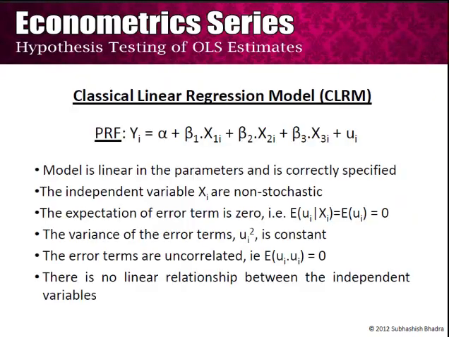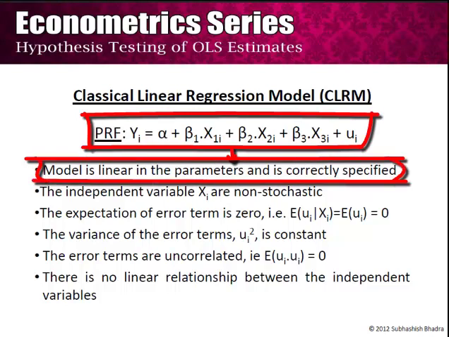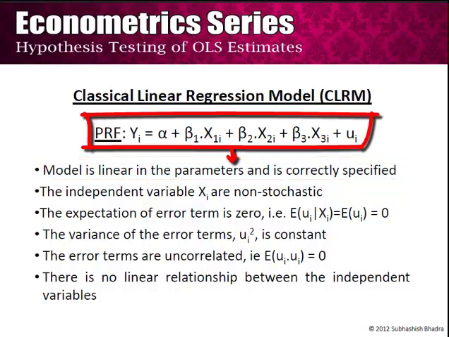Now let us talk about the classical linear regression model or the CLRM. The classical linear regression model says that the population regression function yi equals some function of x1i, x2i, x3i, which are all independent variables. Under the assumptions of the classical linear regression model, this model is linear in its parameters. That is, the powers of beta 1, beta 2 and beta 3 or any other coefficients is equal to 1. And it is correctly specified. That is, all the relevant xi's or independent variables are there in the model and there is no extra variable.